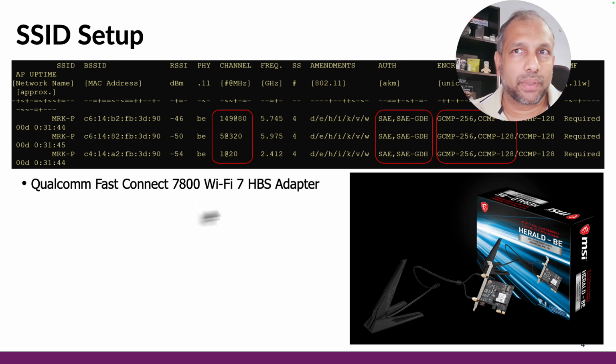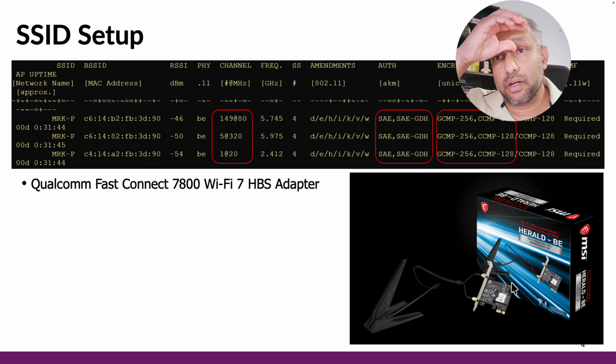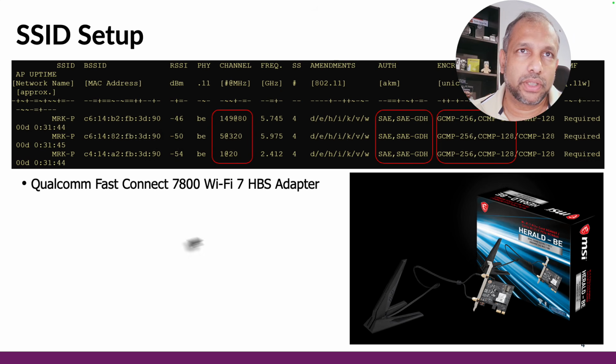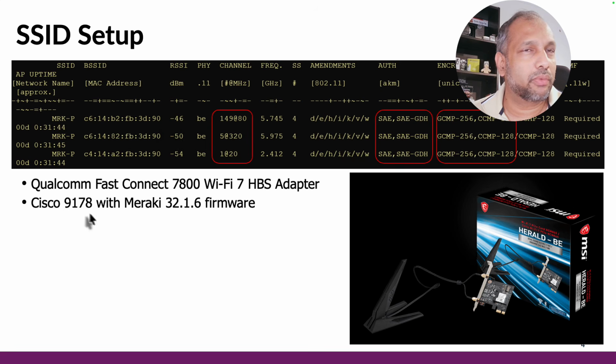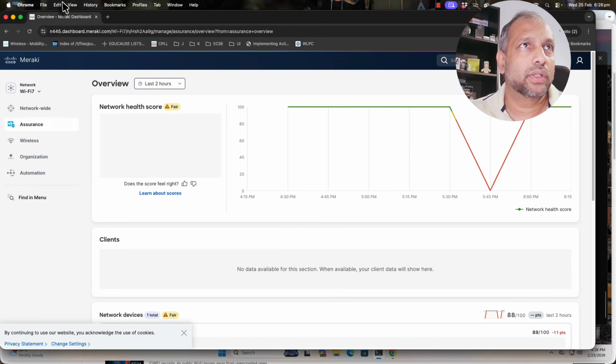The adapter I'm using is a Qualcomm FastConnect 7800 adapter, plugged into my Dell desktop. So I'm using that client for testing. The AP being used is a 9178 with Meraki firmware 32.1.6. Now let me go to my Meraki dashboard and show this to you.